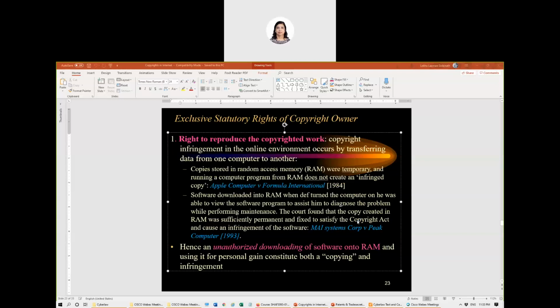Good morning, class. Today we are on week 3, and we are going to continue on the topic of copyrights in the internet. Last week we looked at the various types of copyright work and the statutory rights of the copyright owner.